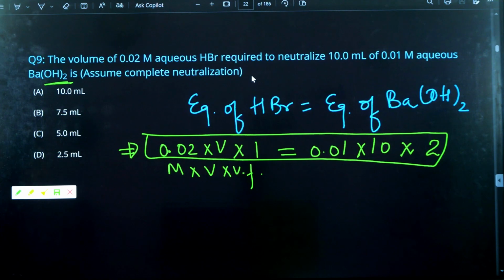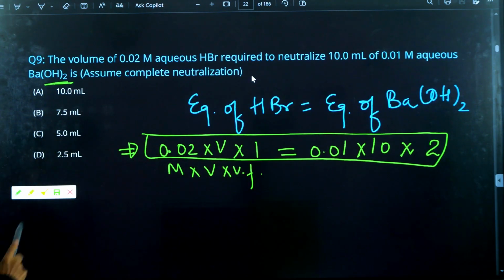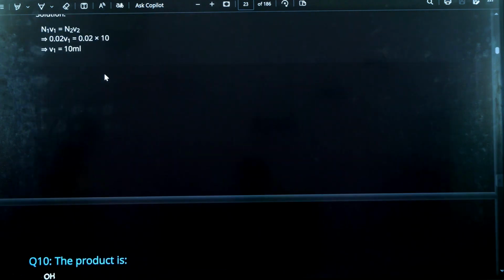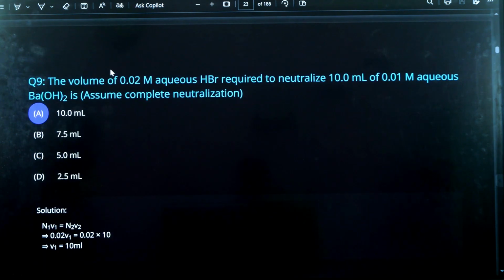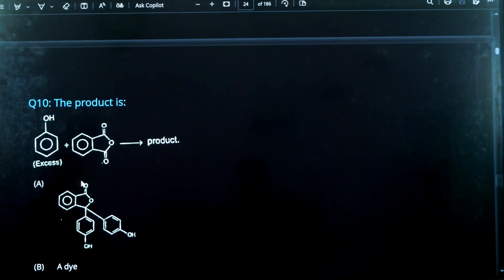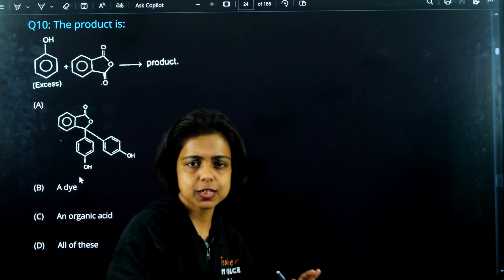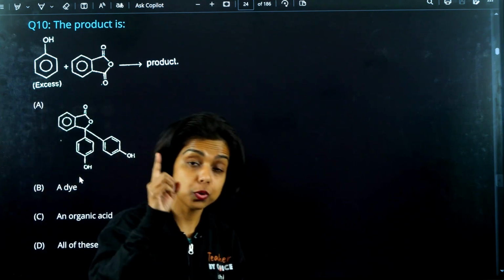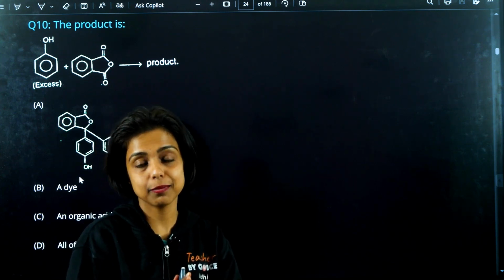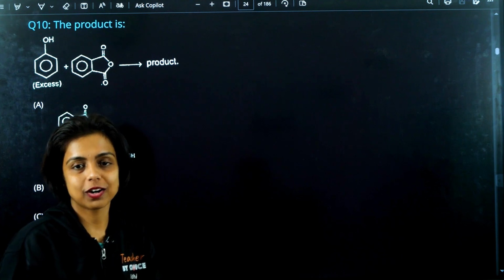By the law of chemical equivalence, the equivalents of acid should equal the equivalents of base for complete neutralization. By doing this simple calculation you get your answer as A, that is 10 ml. Got it, guys? Okay, let's move ahead. This reaction I've already discussed in the previous mock test. If you didn't do it there, you must have done it in this test, because a similar question was already asked in your previous mock test.